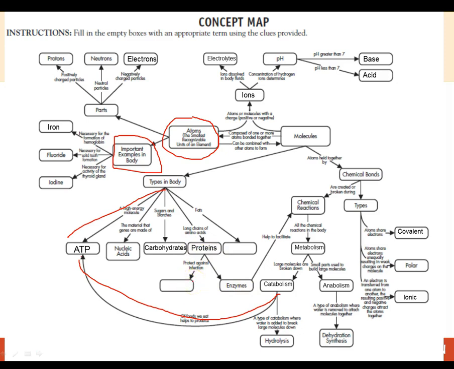Now, I didn't talk about this in the lecture part. You had to have read your book. That would be, whoops, I jumped a place. Okay, so fats are lipids. Now we're going to go back and talk about the infection. So lastly, that would be an antibody.